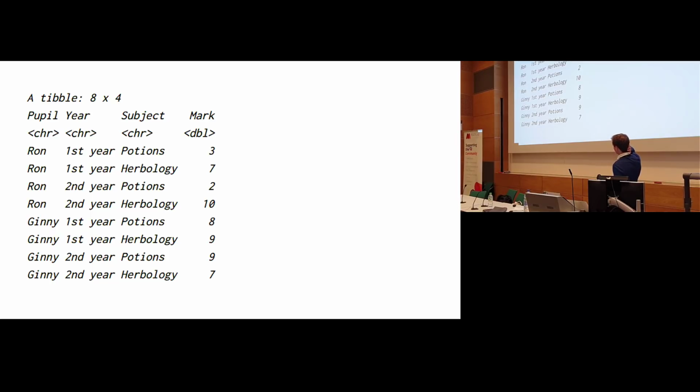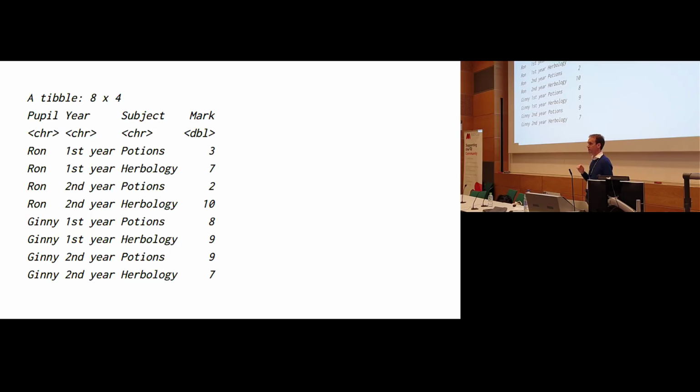So data frames are nice, they've got some nice properties. At the top it says the dimensions are 8 by 4, which tells us straight away it's a rectangle, so every column has the same number of rows, every row has the same number of columns. And that's why we use them to describe something with one row per thing. So we've got one row per pupil per mark in a subject that they studied.